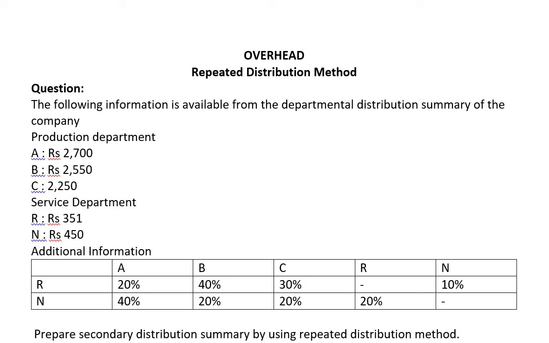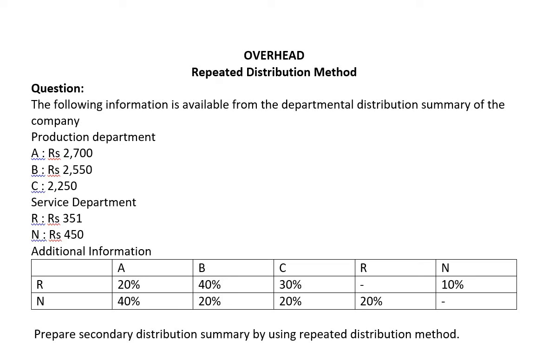Under this method, overhead of service cost centers are reapportioned to other service and production cost centers on the basis of predetermined percentages. The process continues until the figure under service cost centers either gets exhausted, that means they become zero, or becomes too small to be of any consequence, which means when the figures in the service department are between 0 to 1, we stop over there and we consider it to be the answer.